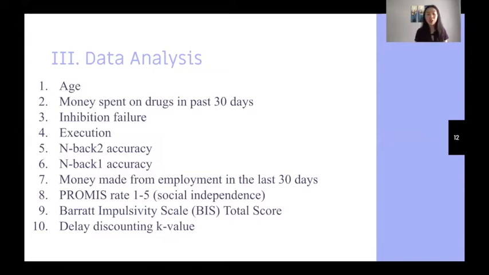And these 10 that I chose were age, money spent on drugs in the past 30 days, inhibition failure, execution, N-back 2 and 1 accuracy, money made from employment in the past 30 days, PROMIS rate of 1 through 5, Barratt Impulsivity Scale Total Score, and finally, a delay discounting K-value, which summarizes the data from the delay discounting activity.